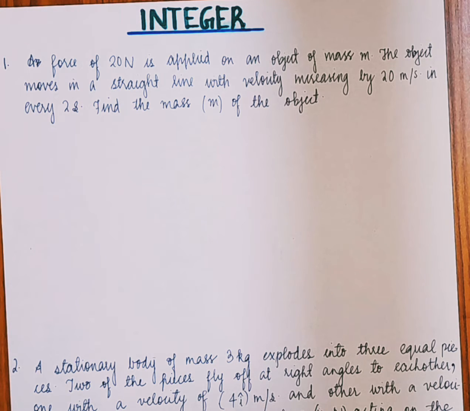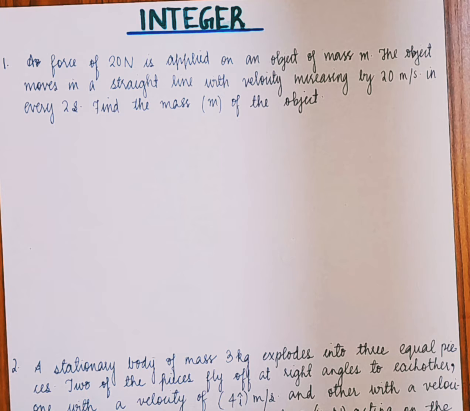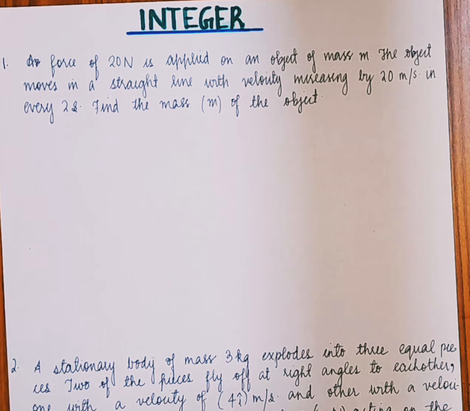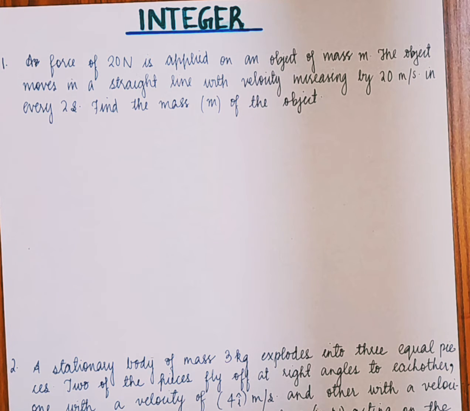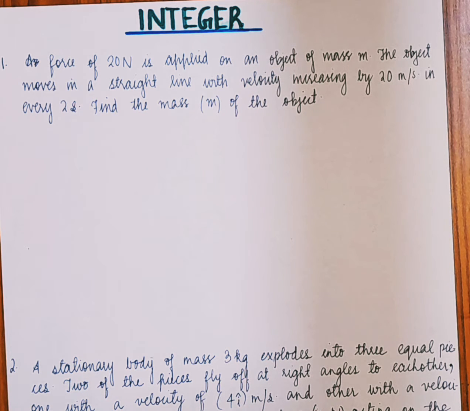Hi friends, today let us solve some integer type questions from chapter 5 laws of motion, and these type of integer questions do come for JEE mains as well as for advanced. So let's start. For question 1, a force of 20 Newton is applied on an object of mass m. The object moves in a straight line with velocity increasing by 20 meter per second in every 2 seconds. Find the mass of the object.